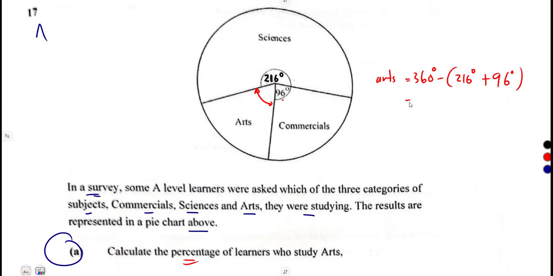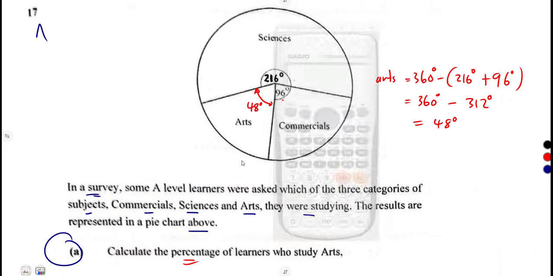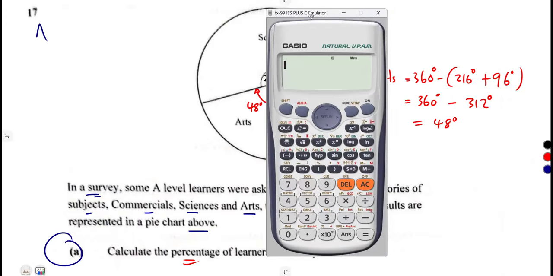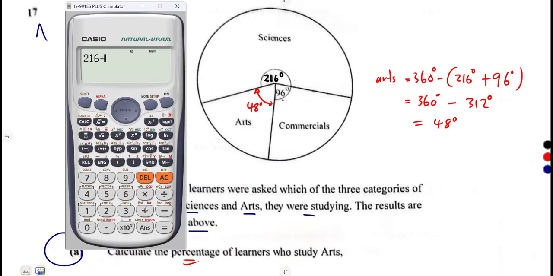the commercials. So that was going to be 360 minus 216 plus this, which is going to give us something like 312. Then subtract, that's 48 degrees. So this angle here is 48 degrees. Let me just confirm if this is going to add up to 360 degrees. All right, 216 plus 48 plus 96, 360, yes.